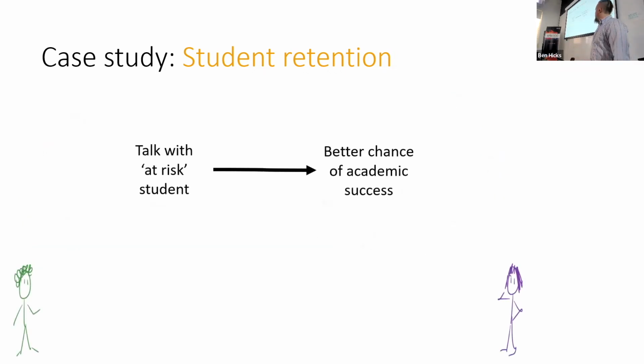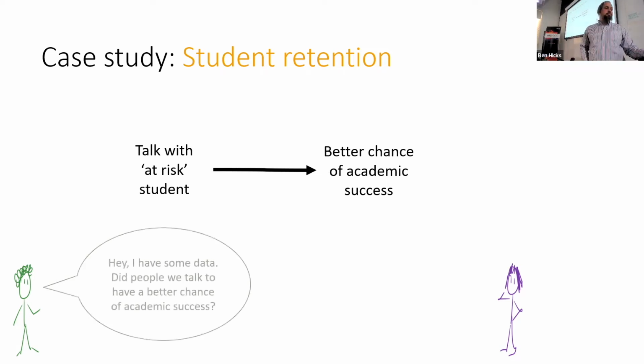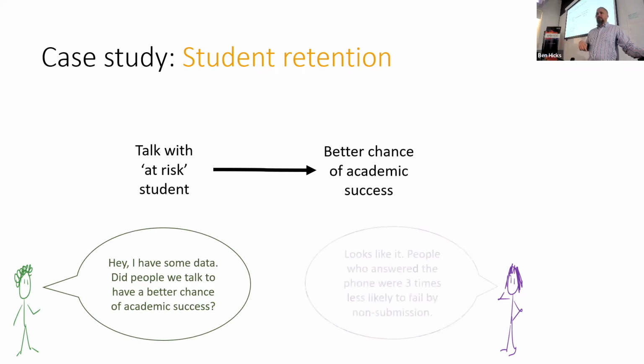So the model we're interested in is: if we see a student that we think is at high risk of failing by non-submission, so not submitting any assignments at all, we give them a phone call. Some answer and some do not. And hopefully that's leading to a better chance of success. So Ed has some data and wants to know, do the people that answer the phone call have a better chance of success?